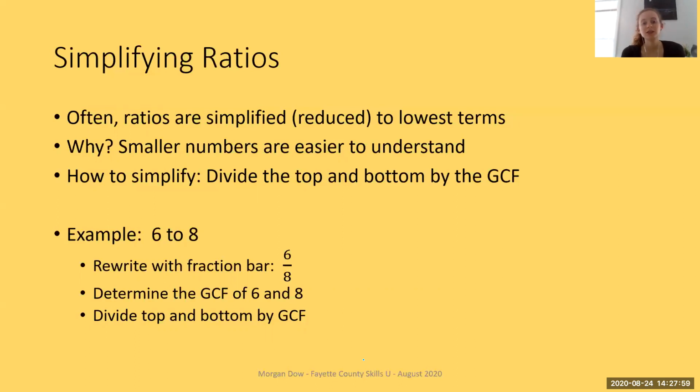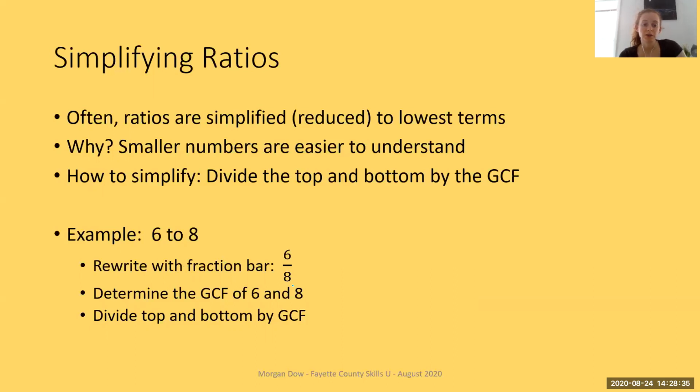So how do we simplify a ratio? Well, if we're thinking of it in fraction form, so top number and a bottom number, we simplify by dividing the top and the bottom by the greatest common factor. So that's where GCF is coming in here today when we're thinking about simplifying ratios. Let's look at this example here at the bottom. Let's say we have the ratio 6 to 8. The first thing I'm going to do is rewrite it with the fraction bar, so 6/8.